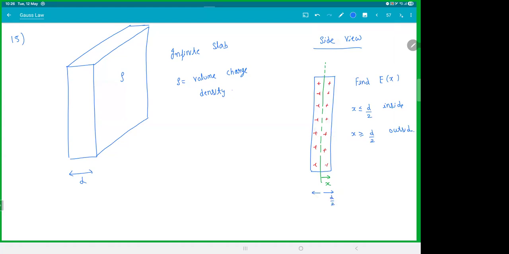This is d by 2 and this is d by 2. I hope you can see the side view. You have a thick slab of thickness d. If you take x equal to 0 as the central line, you have to find the field inside and outside. Let's go. Finish off. Last one for the day.